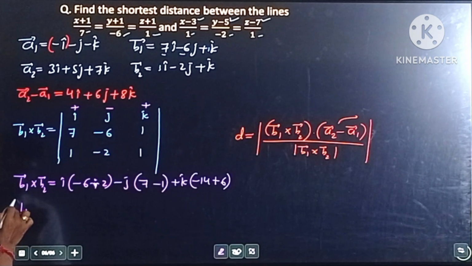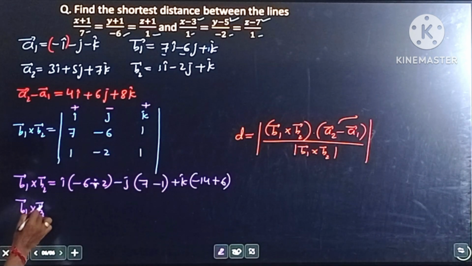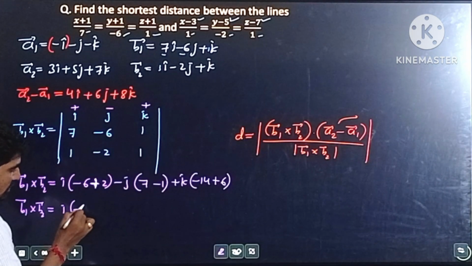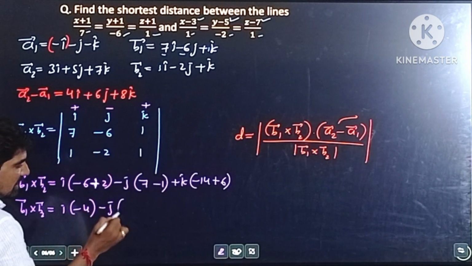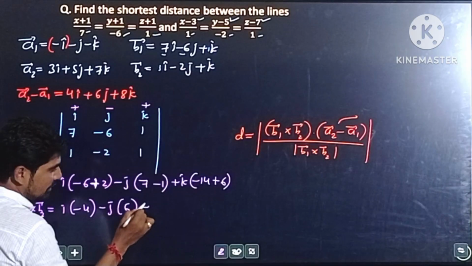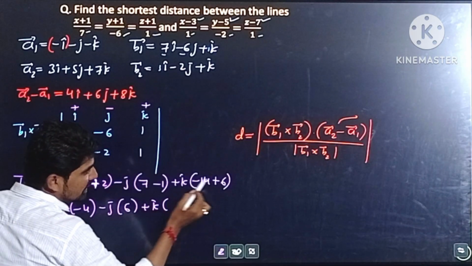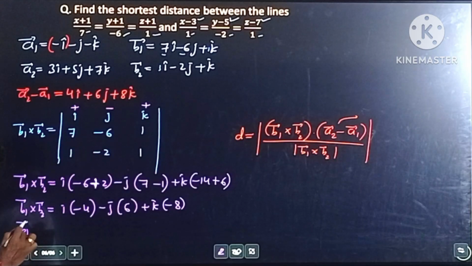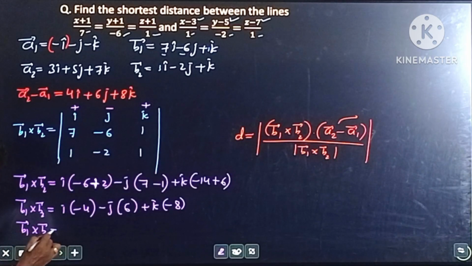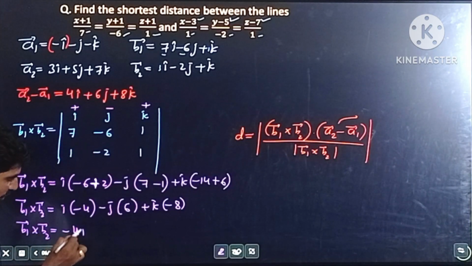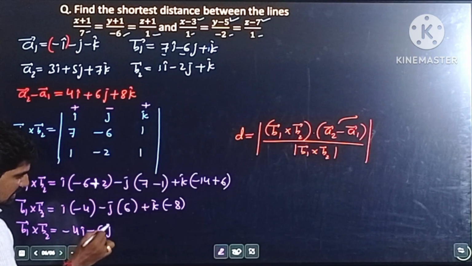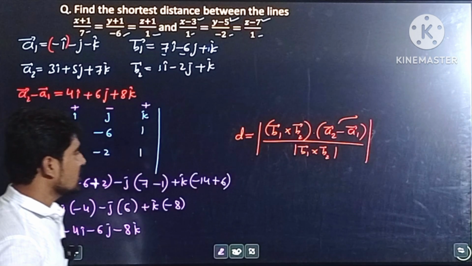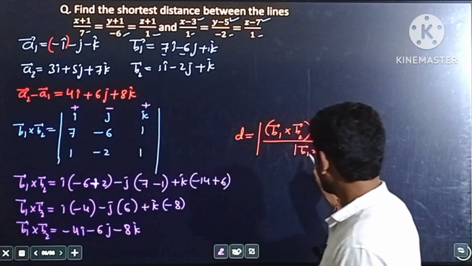Therefore, b1 vector cross b2 vector is equal to i into minus 6 plus 2, which is minus 4, minus j into 7 minus 1, which is 6, plus k into minus 14 plus 6, which is minus 8. So b1 vector cross b2 vector is equal to minus 4i minus 6j minus 8k. We got the b1 vector cross b2 vector. Now we need its magnitude.